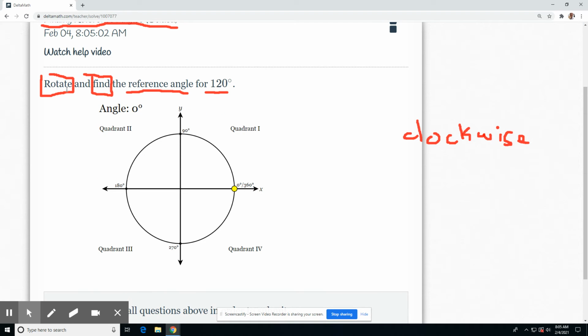All right. Same idea. Rotate and find the reference angle for 120 degrees. All right. So as we go around, here's 90 and 120 is about 30 degrees from 90. So that's this one right here. And then we look at it compared to the x-axis. That's what they're calling a reference angle. So I look at it with this kind of structure here.